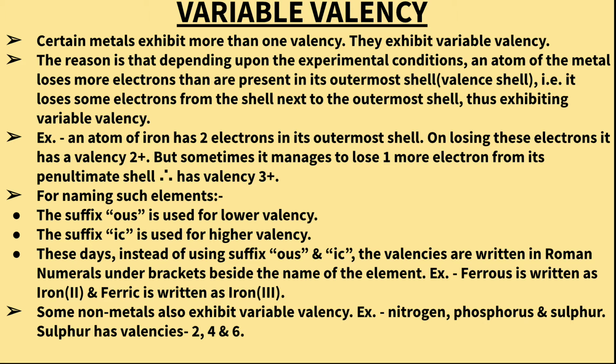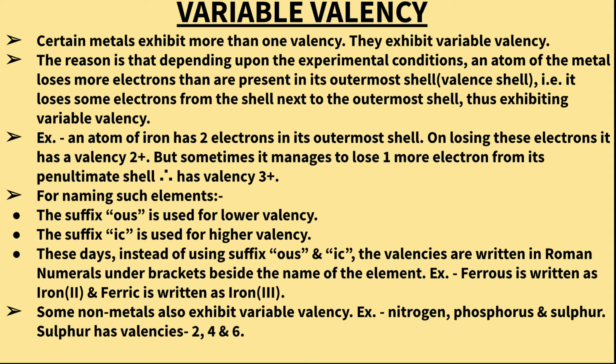For naming such elements, when it has lower valency, the suffix used is OUS, O-U-S. And when it is in higher valency, the suffix IC is added to name the element. These days, instead of the suffixes OUS and IC, the valencies are written in Roman numerals in brackets beside the names of the element.